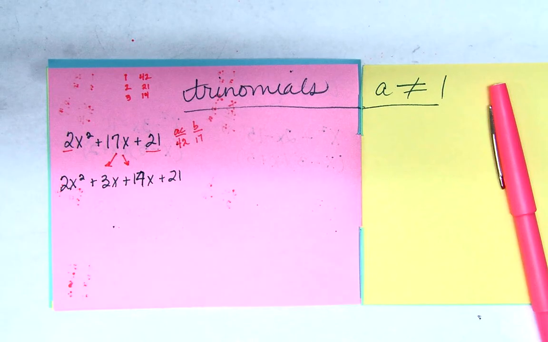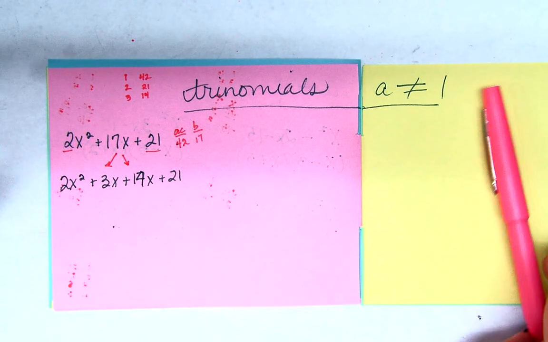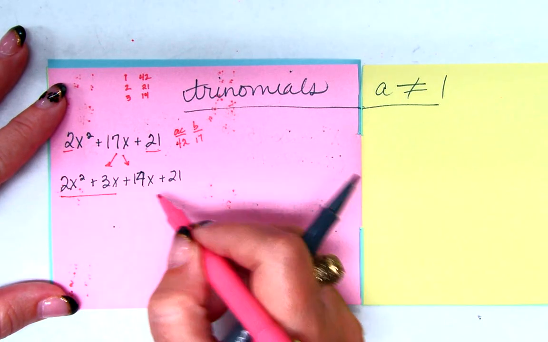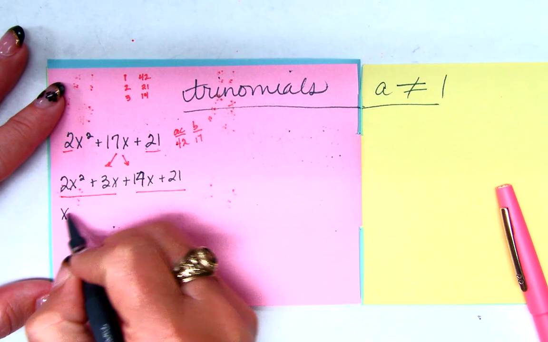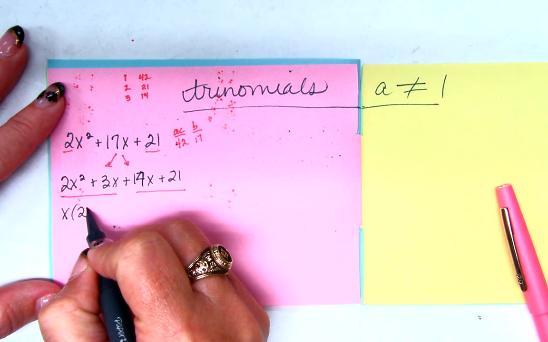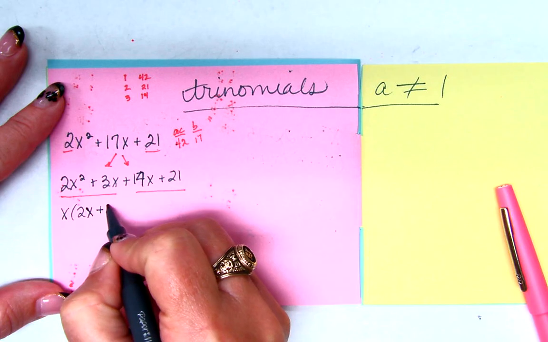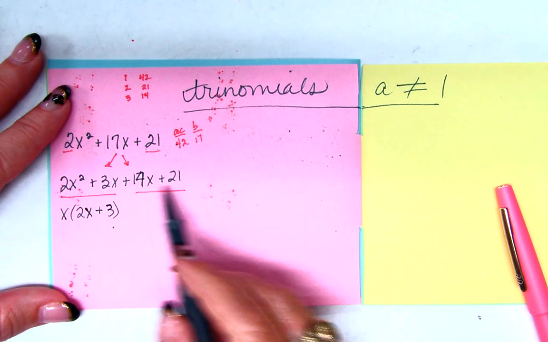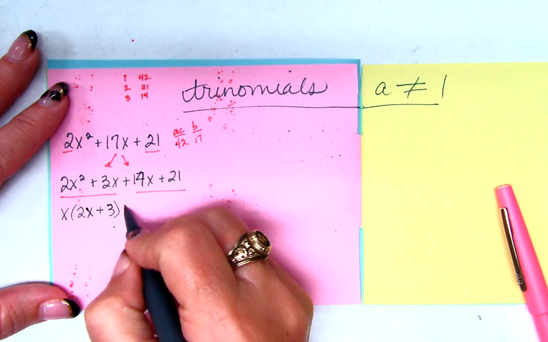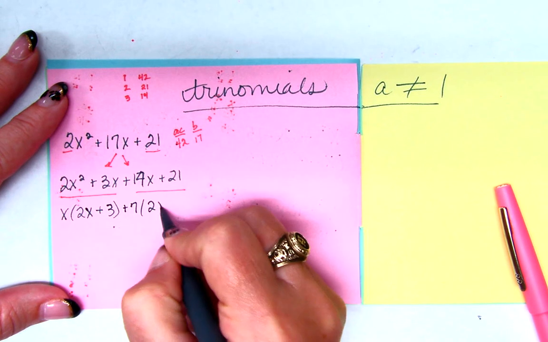Do we just group from here? Yeah, absolutely. We just group from here. What's common in the first 2 terms? X. What's left? X squared plus 2x plus 3, right? Because we took out an x from each term. What's common in the second 2? 7. What's left? 2x plus 3.